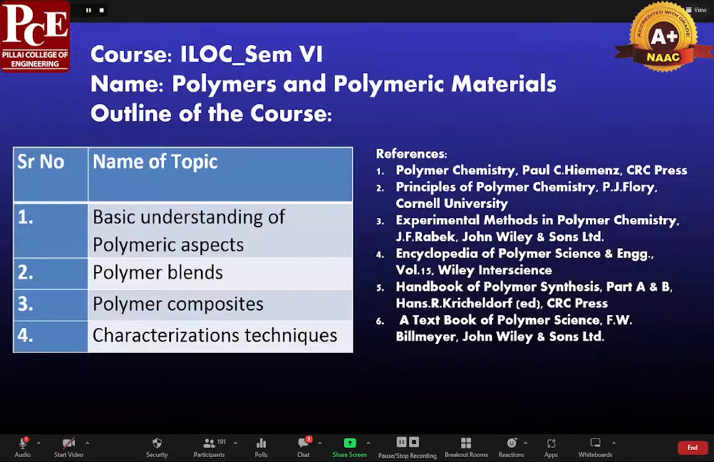Now, at the end, I would like to tell you the topics. This is a tentative syllabus that I am showing you, and the topics are not limited to this. We can talk about the basic understanding of the polymer aspect, polymer blends, polymer composites, and characterization techniques. I may add one or two topics more. As a reference, I have given some books, but it is too early to know the names of the books. First, we have to make up our minds whether, yes, I am looking for a subject where I can find something in the future.